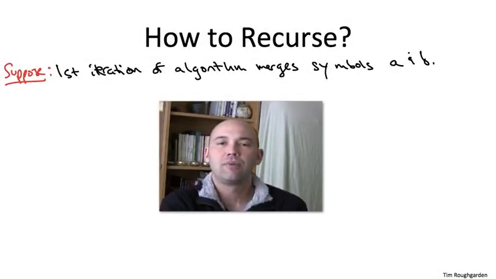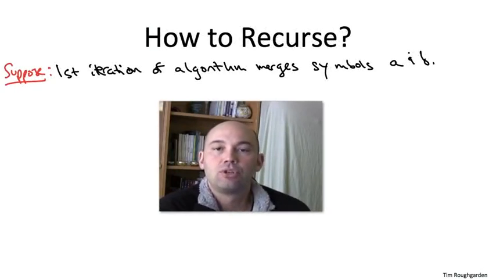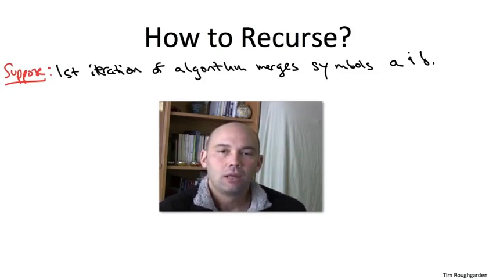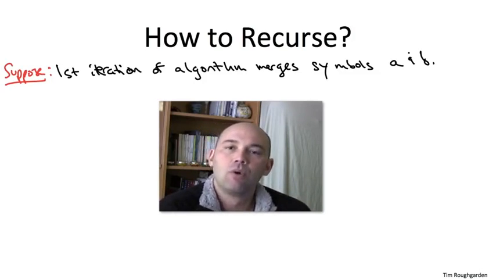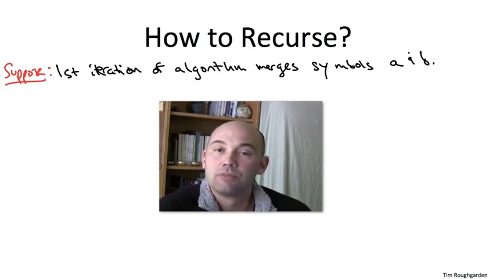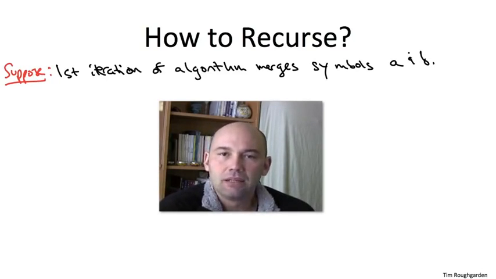So let's agree that the first iteration of our greedy heuristic is going to merge together the two symbols that possess the lowest frequencies. Let's call those two symbols little a and little b. The question is then, how do we make further progress? What do we do next? Well, one thing that would be really nice is if we could somehow recurse on a smaller subproblem. Well, which smaller subproblem?